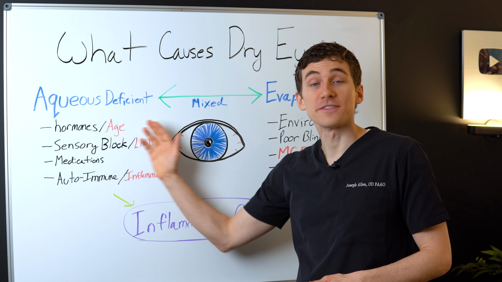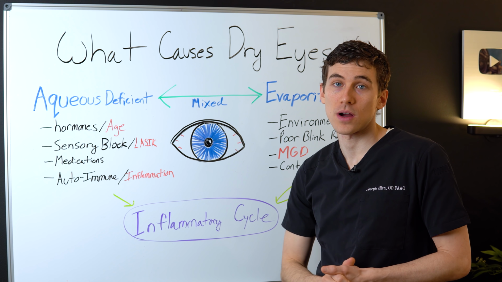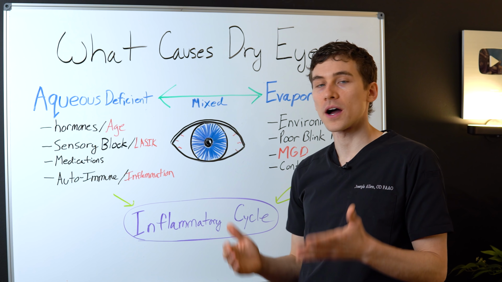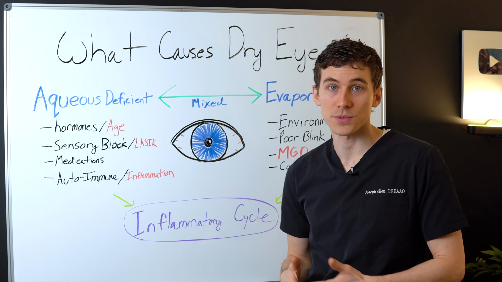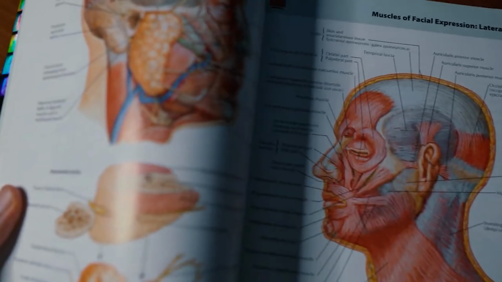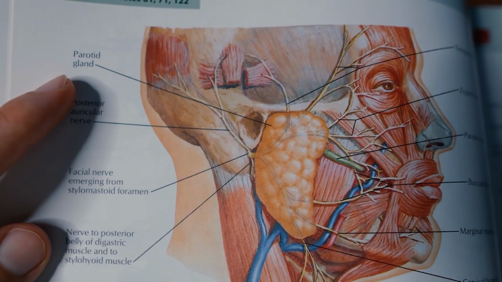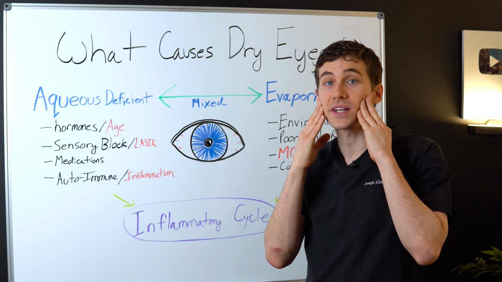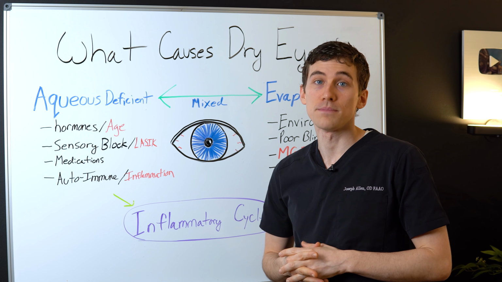Next up for the aqueous deficient forms of dry eye is that of autoimmune and inflammatory causes. One of the most famous autoimmune conditions that cause this form of dry eye is one called Sjogren's syndrome. I have gone over that more in depth in another video, but in short, Sjogren's syndrome is an autoimmune condition that attacks your parotid glands, your saliva secreting glands here in your cheeks, but it also attacks your lacrimal gland and prevents it from making mucus.